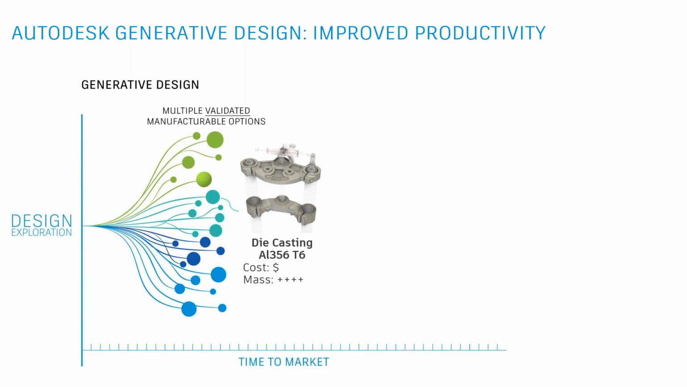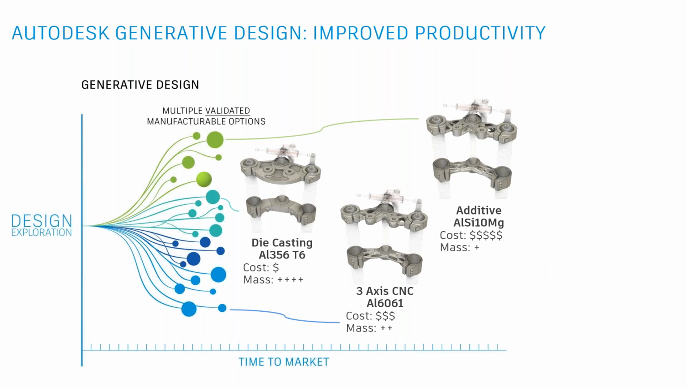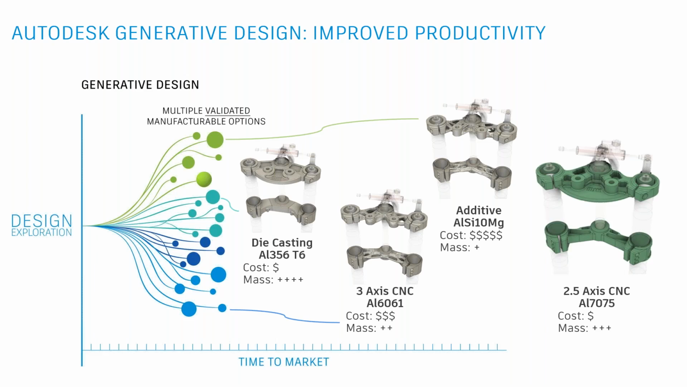So for instance, we could have a casting solution with aluminum. This might be the lowest cost, but maybe the highest mass. We could have an additive manufacturing solution that's very high price, but also the highest performance. We could have a subtractive manufacturing solution that's somewhere in the middle. And then we could ultimately choose the one that we think fits the price and performance curve and requirements the most for our project.